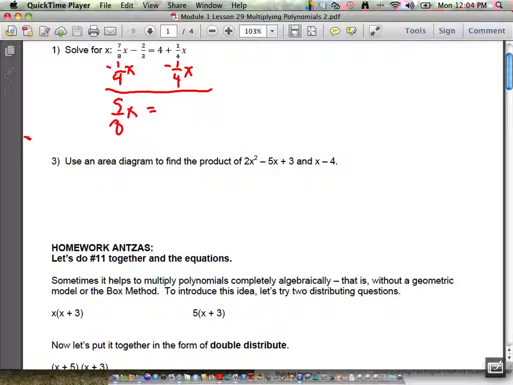Now, guys, let's do the same thing with the 2/3 and the 4. Add 2/3 to both sides, and that becomes 4 and 2/3. Okay? All right, so now what I need to do is divide by 5/8.